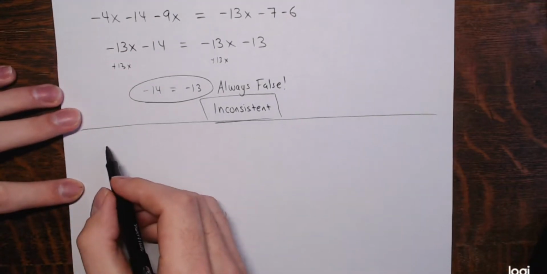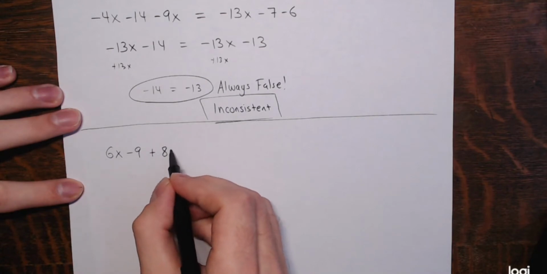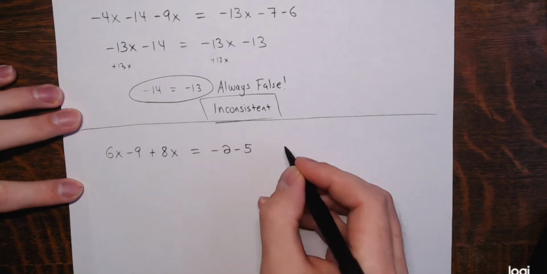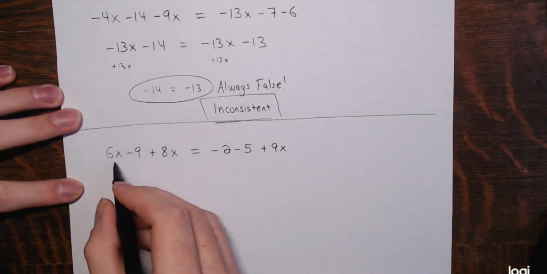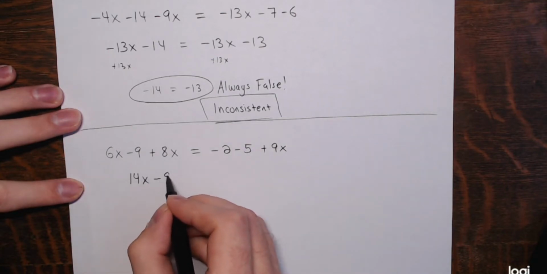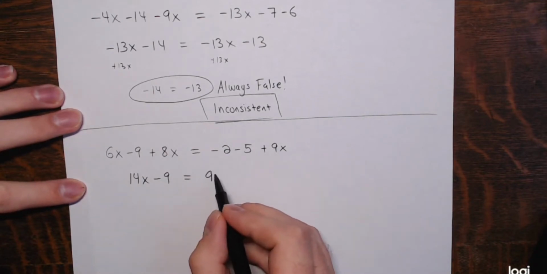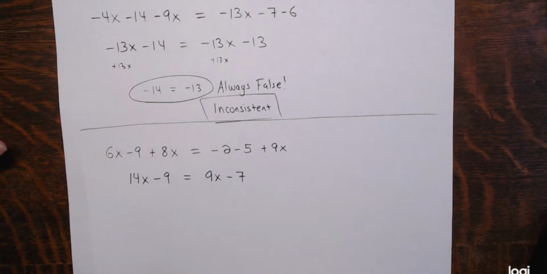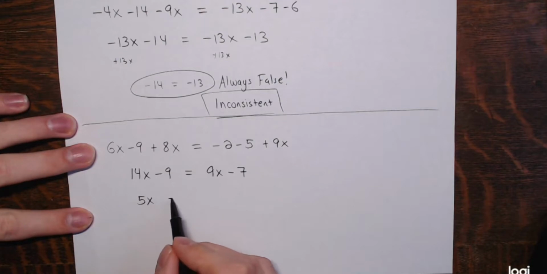So this equation, we have 6x minus 9 plus 8x on the left equals negative 2 minus 5 plus 9x on the right. So this is 14x minus 9 on the left when you combine like terms, equals 9x minus 7 on the right. This is conditional, right? I would subtract 9x to get 5x over here, I would add 9 to get 2 over here. We get x equals 2/5 after dividing by 5.